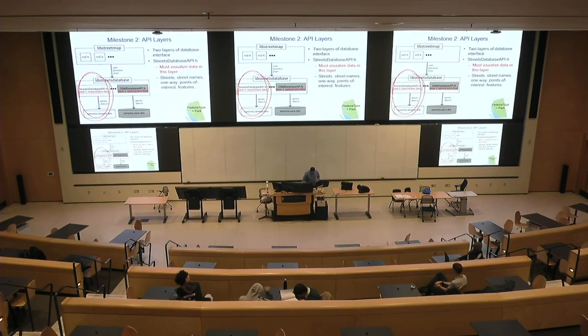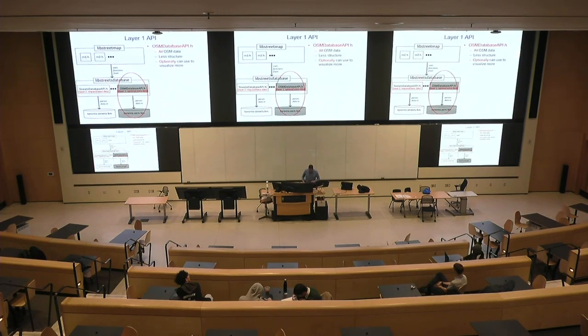Okay. And then we have the lower level OSM database API, which is all the data that's in OpenStreetMap, this huge open source database of the world. It is less structured, but there is more of it. So you can optionally go into that data. And you did work with it some in milestone2, so you're familiar with some of its basic conventions. You can extract extra data from that, visualize more on your map.